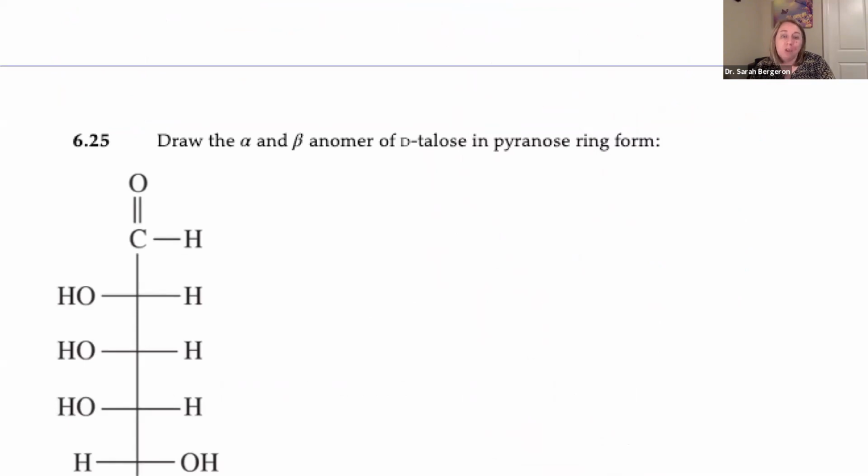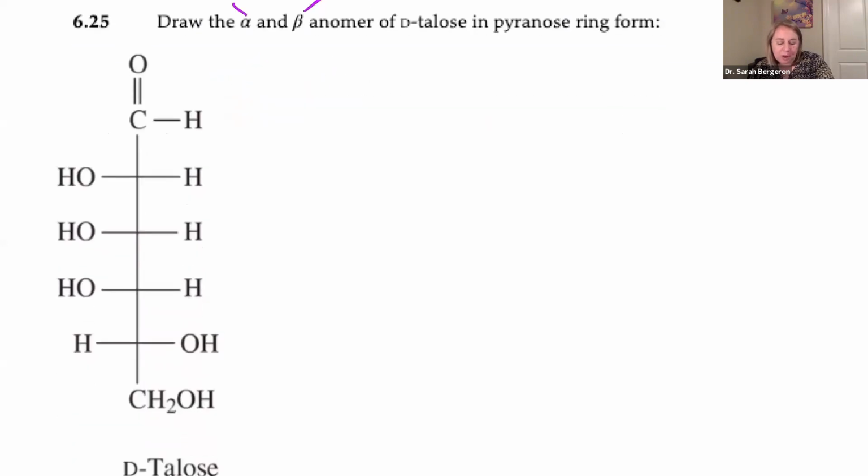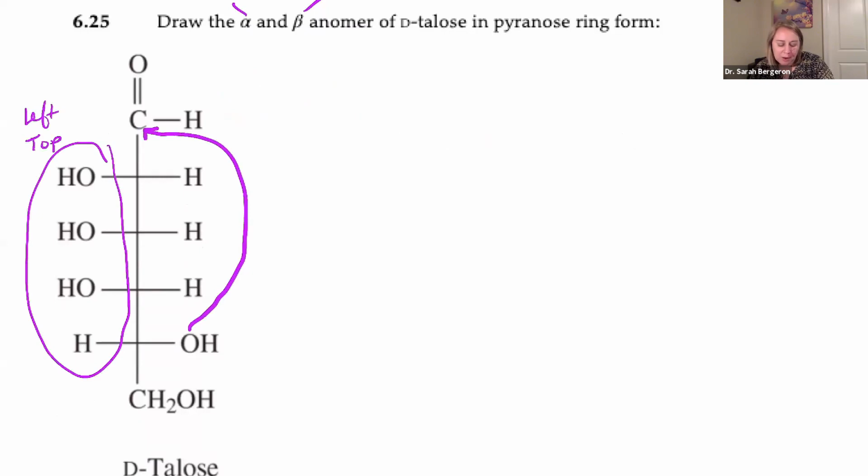6.25. Draw, a little bit tougher, the alpha and beta anomer of D-talose in a pyranose ring form. So what do we have to remember? Remember your alpha is going to be trans. Our beta is going to be cis. And remember, we're going to just try and write ourselves some notes, right? That whatever is on the left becomes what's on the top, right? Okay, and where's my new bond going to form? The carbon in the carbonyl, and then the oxygen in that last hydroxyl group on that last chiral carbon.